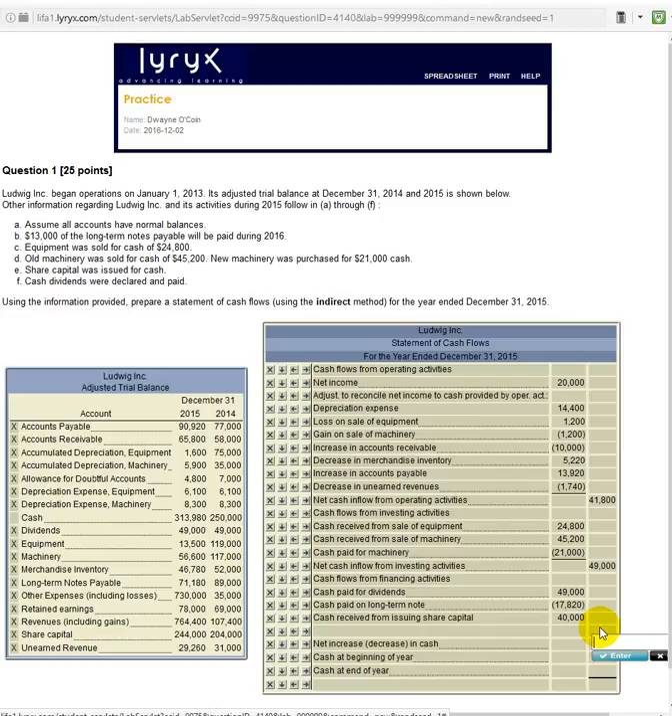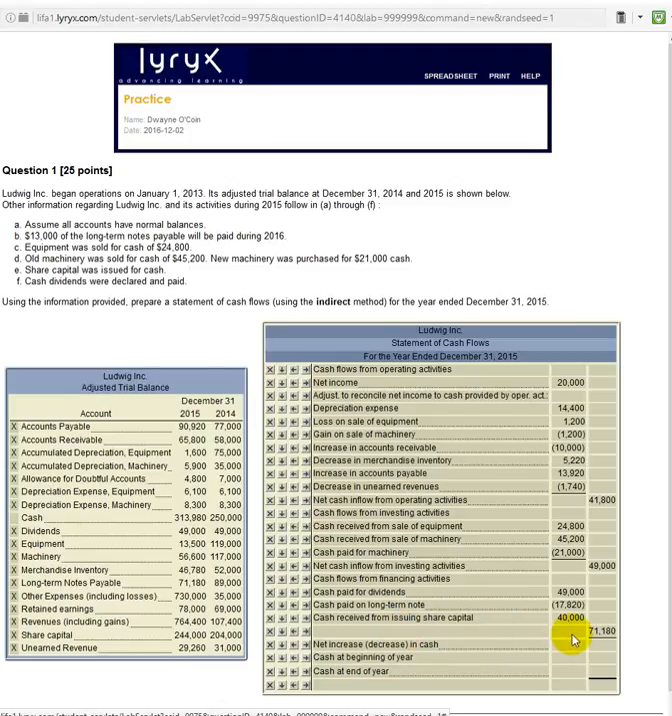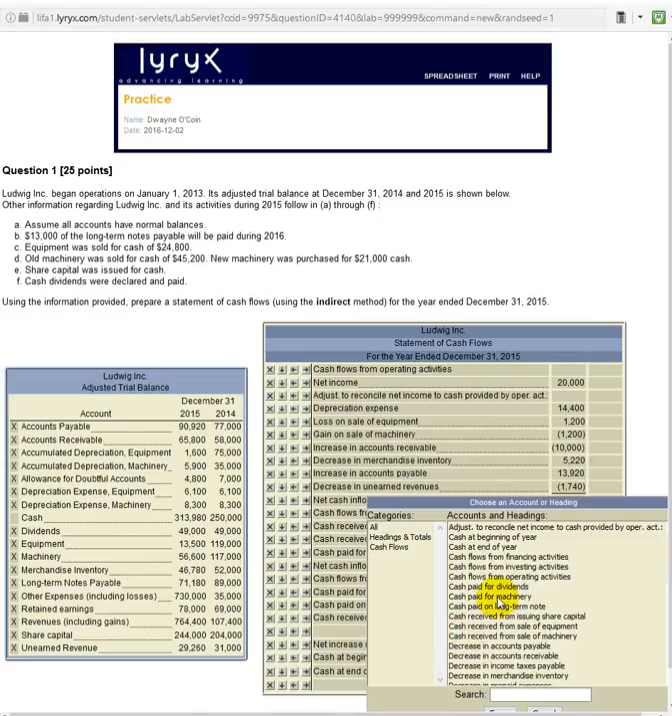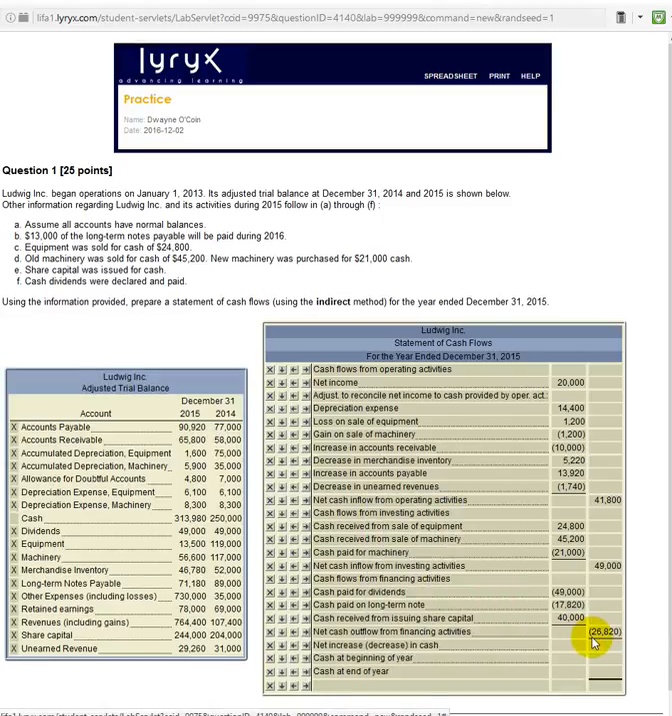Okay, last summary we need to do here, 49,000 minus 17,820 plus 40,000 gives us a net cash. Oh, this number should actually be negative. That would make a difference. Okay, so we have a negative 49,000. That makes a little more sense. Okay, so the cash was paid for dividends. Cash was paid on a long-term note. Cash was received from issuing share capital. So we have a net cash outflow. So click on headings and totals, find net cash outflow from financing activities, and there we are.